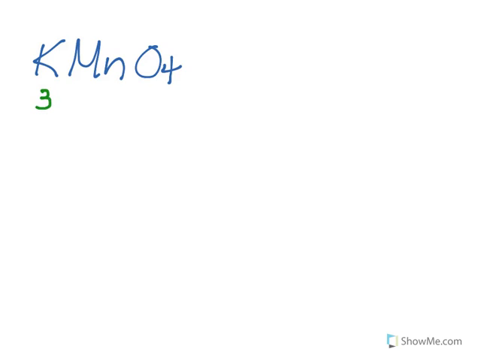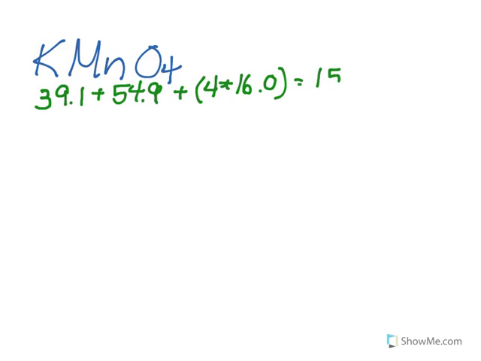So potassium is 39.1 grams per mole. Manganese, 54.9 grams per mole. Oxygen, we have 4 of them at 16 grams per mole. So we'll multiply those, total them, and we get 158.0 grams per mole for a molar mass of potassium permanganate.